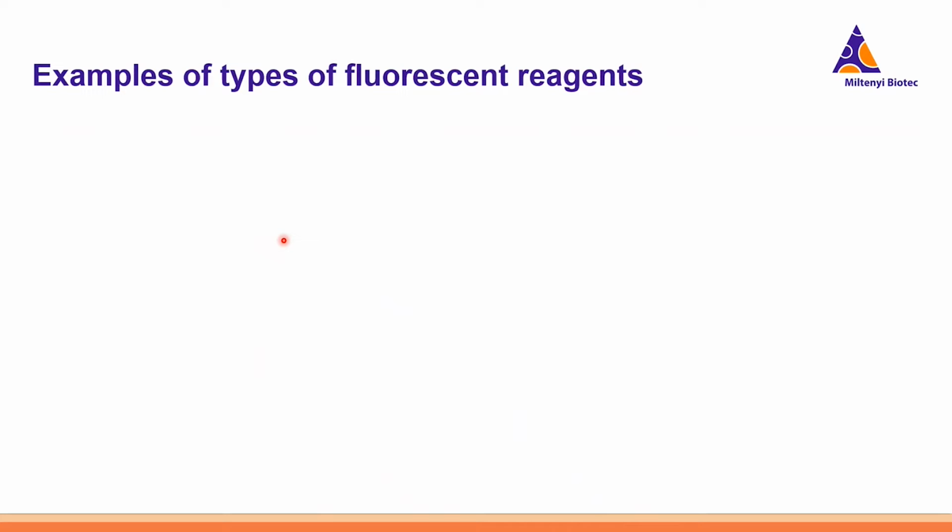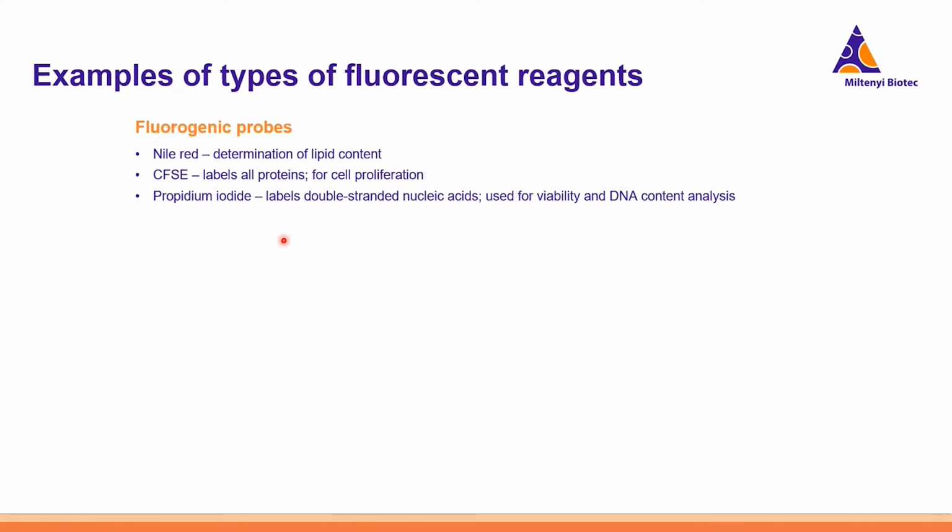So what kind of fluorescent reagents are out there that we could use with our flow cytometer? Well, the first category I like to talk about is something we call fluorogenic probes, meaning they're naturally fluorescing, and they also have a high affinity to bind to what we want to look at on a cell. Nile red is a common example that's used for determining lipid content of cells. CFSE has a really long name, and I'm not going to attempt to say the name, but most people just refer to it as CFSE, and it's used to label all proteins, and it's great for cell proliferation assays.